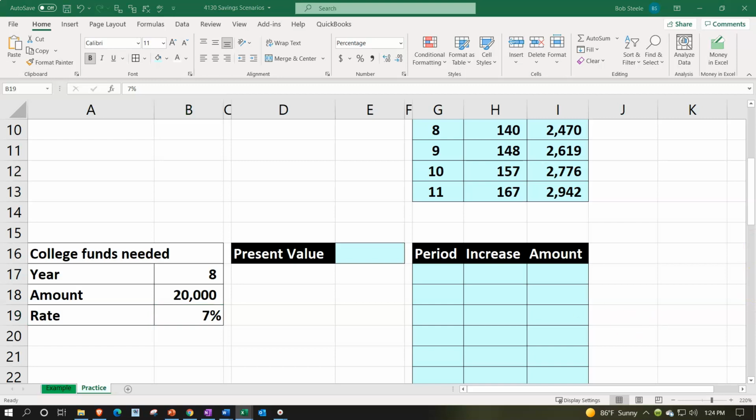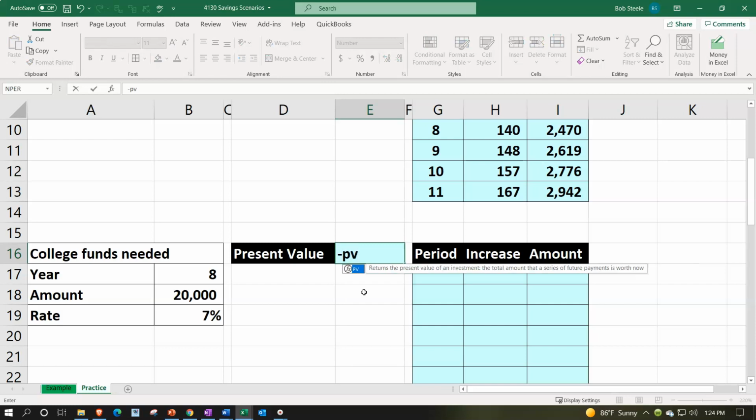So we're just going to do this trusty present value calculation. Now, this is not an annuity we're assuming. This is just one lump sum we want to put into some investment now that will grow at 7% to get us to the 20,000. All right, negative present value, shift 9. We got the rate 7% here, and we're pulling this from our data on the left-hand side. So once again, we could run different scenarios by simply changing the data on the left. And then we're going to say, comma, number of periods, 8.